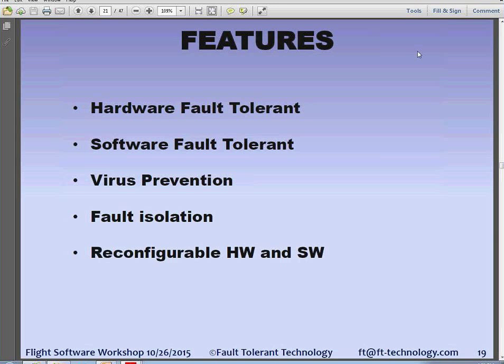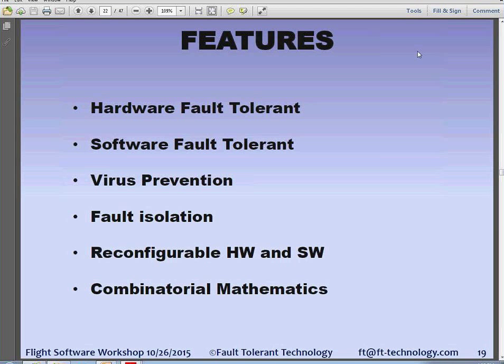And it has no signature to it. You don't know if you have this virus or not. It does reconfigurable hardware and software. If you're on a long space flight and you want to put things to sleep, you can just put them to sleep and it can reconfigure itself to be a supercomputer when you want to do re-entry.